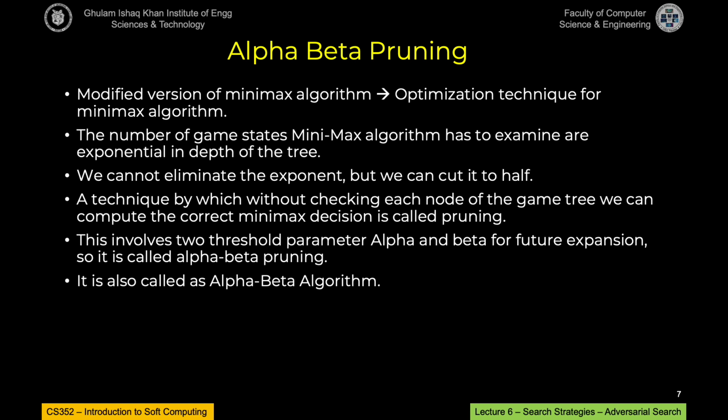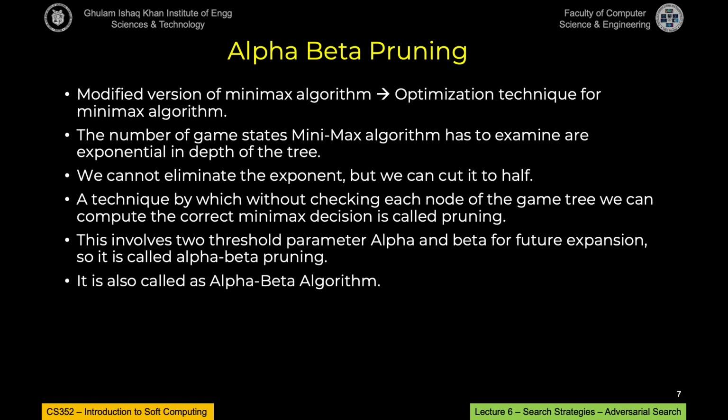Hence, alpha beta pruning is a technique by which, without checking each node of the game tree, we can compute the correct minimax decision, and this technique is called pruning. With pruning, we have a specific technique where we are working with two threshold parameters called alpha and beta, and the pruning involves these two threshold parameters for future expansion.